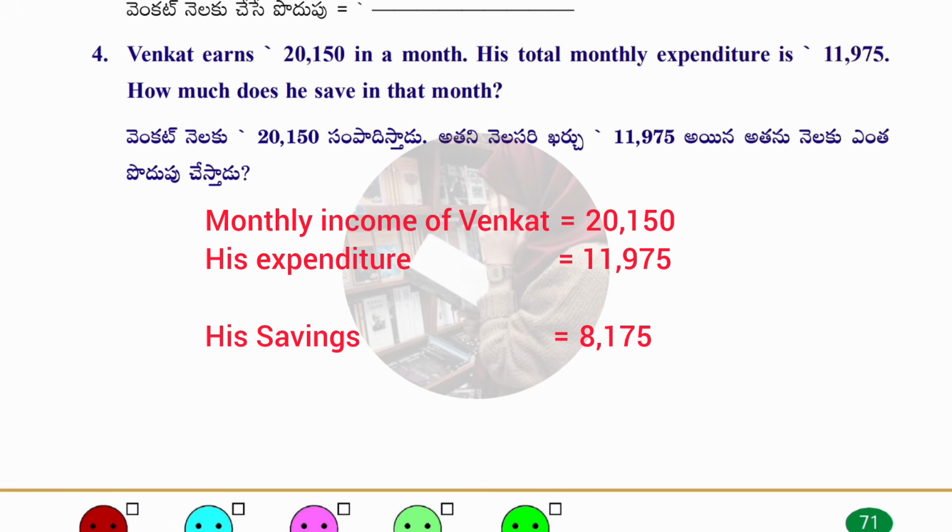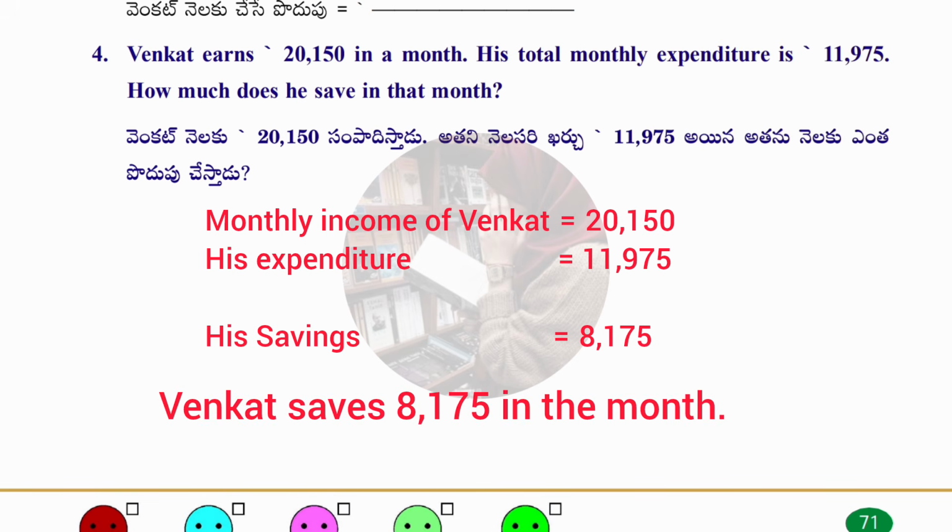The answer as monthly income of Venkat is 20,150. His expenditure is 11,975. His savings means you have to do the subtraction. Then you will get the answer as 8,175. So lastly you have to write it down. Venkat saves 8,175 in that month, means his savings.